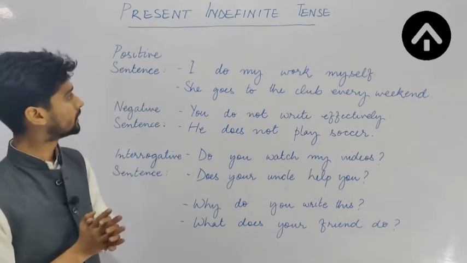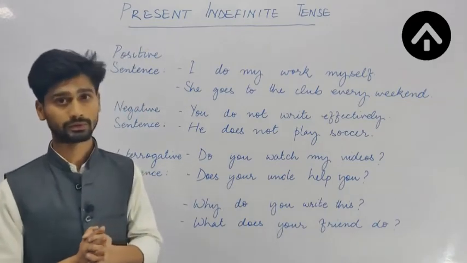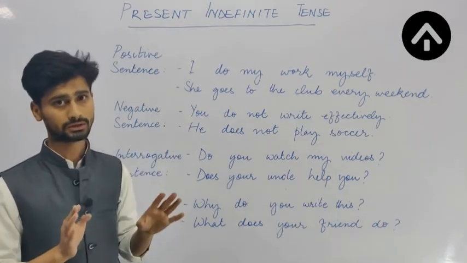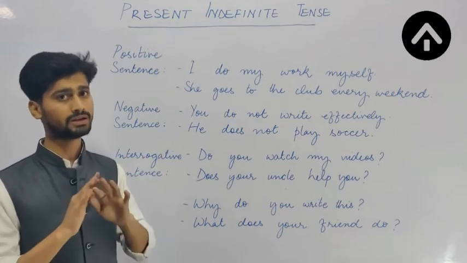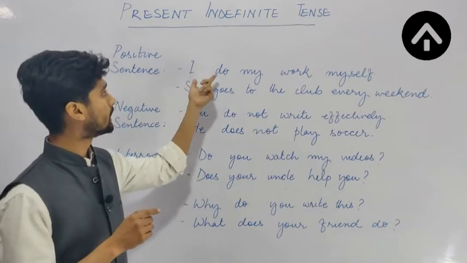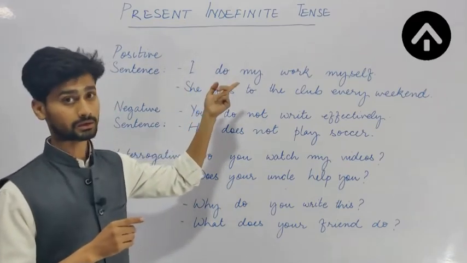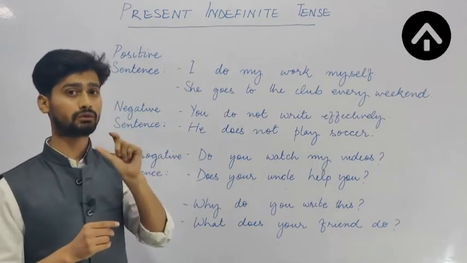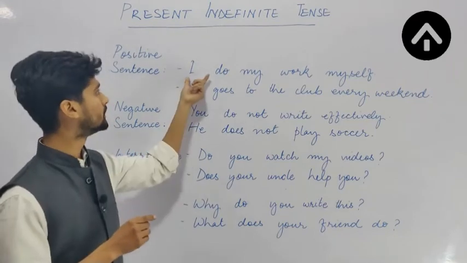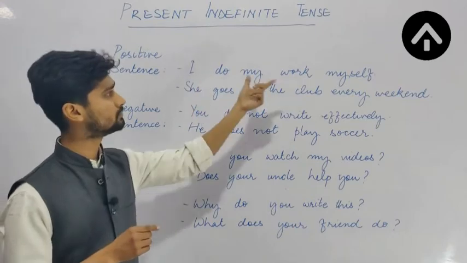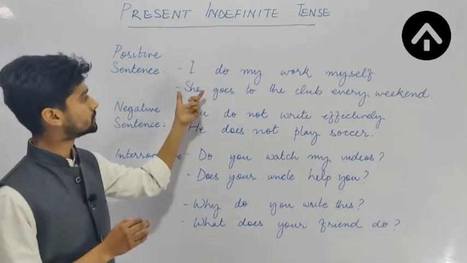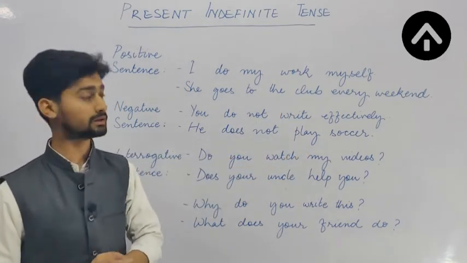The example is: I do my work myself. Again, look at the subject-verb agreement. Here, the subject is not third person, but singular. It is not meeting both the conditions I told you. So I am not using ES here. I'm simply using the basic form of the verb without the addition of S or ES. So it will be: I do my work myself. That's very simple. Next: she goes to the club every weekend.